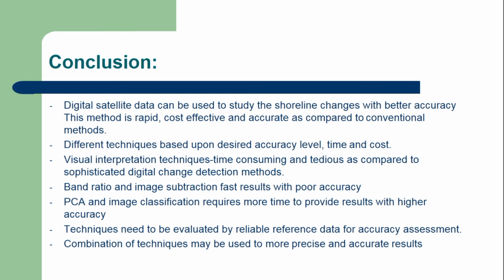Visual interpretation technique is time-consuming and tedious as compared to sophisticated digital image processing methods. Band ratio and image subtraction give fast results with poor accuracy, whereas principal component analysis and image classification require more time and provide results with higher accuracy. These techniques need to be evaluated with reliable reference data for accuracy assessment. Combination of these techniques may be used for more precise and accurate results.